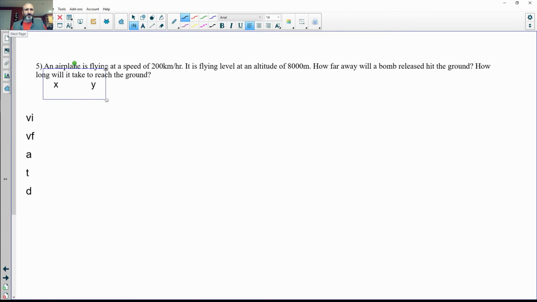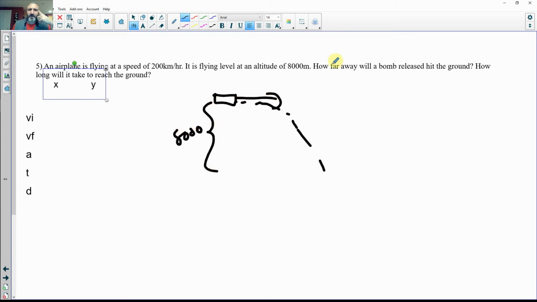Now we have an interesting one. An airplane is flying at a speed of 200 kilometers an hour, flying at an altitude of 8,000 meters. How far away will a bomb released land on the ground? How long will it take to reach the ground? So now we've got a plane flying. This is my plane, and it's releasing a bomb. We know it's flying at a height of 8,000 meters, and we know the plane is flying 200 kilometers per hour. And so there we go.